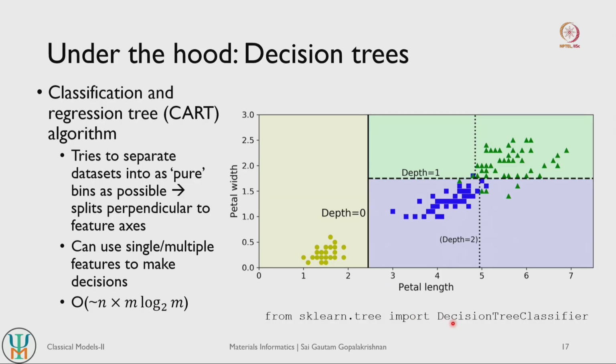The way to implement decision tree classification is using the tree module under the scikit-learn package. You would see a DecisionTreeClassifier class, you can import that, create an instance and then do a fit.